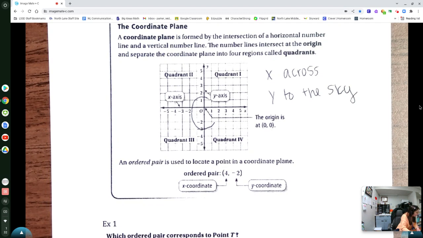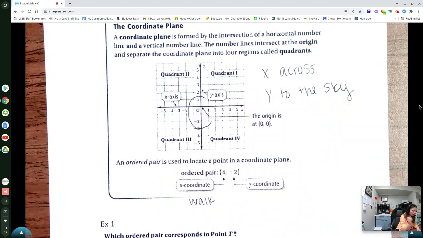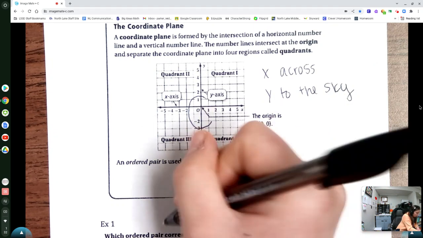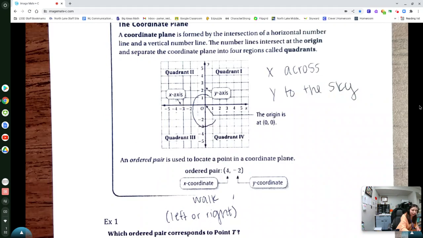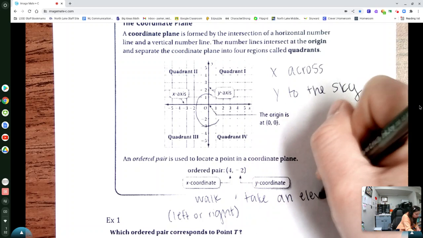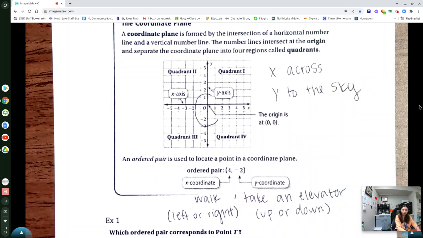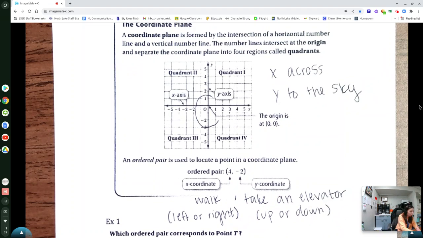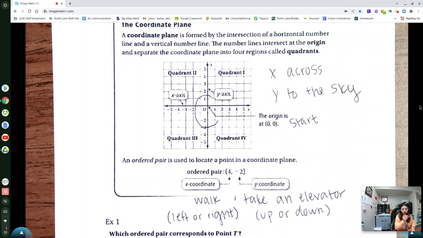Someone once described it to me like this. It's like you're going to first walk. The x-coordinate tells you where to walk from the origin. You always start at the origin. Walking means you're going to go left or right. And then the y value is like then taking an elevator, meaning then you move up or down. So that's how I think about it. We're always going to start at the origin. The x value tells us where to walk, left or right, and then the y value tells us where to take an elevator to, up or down.